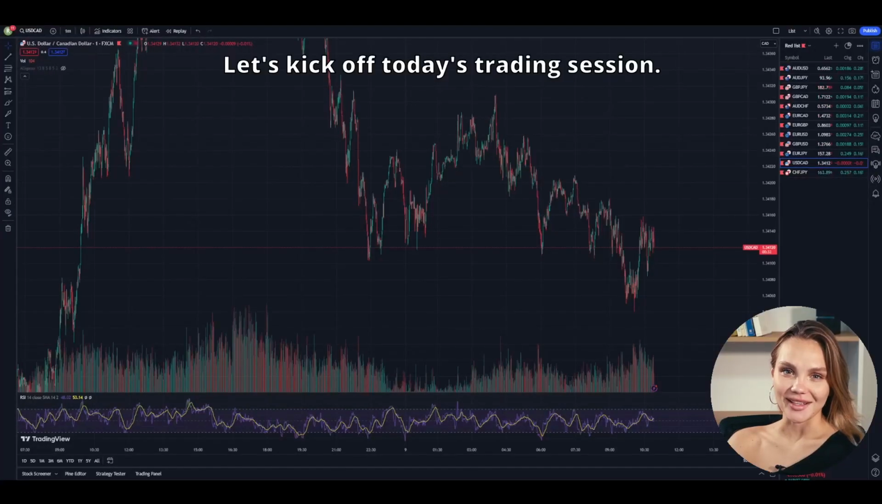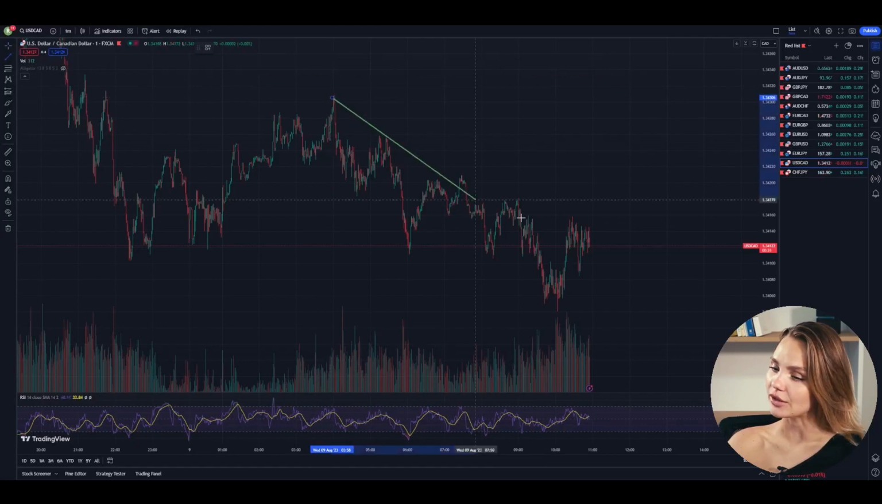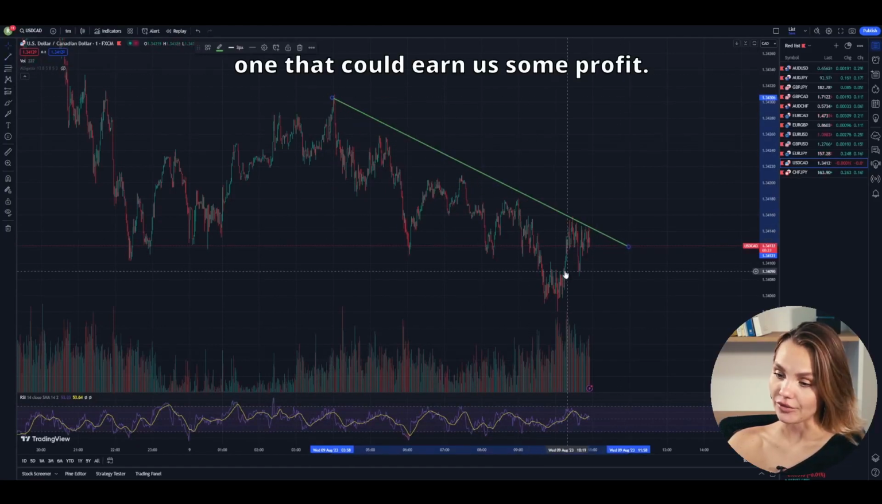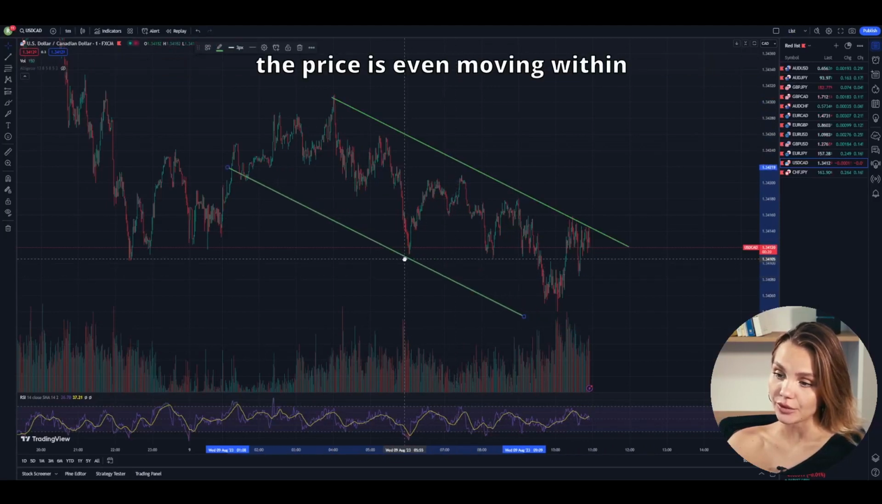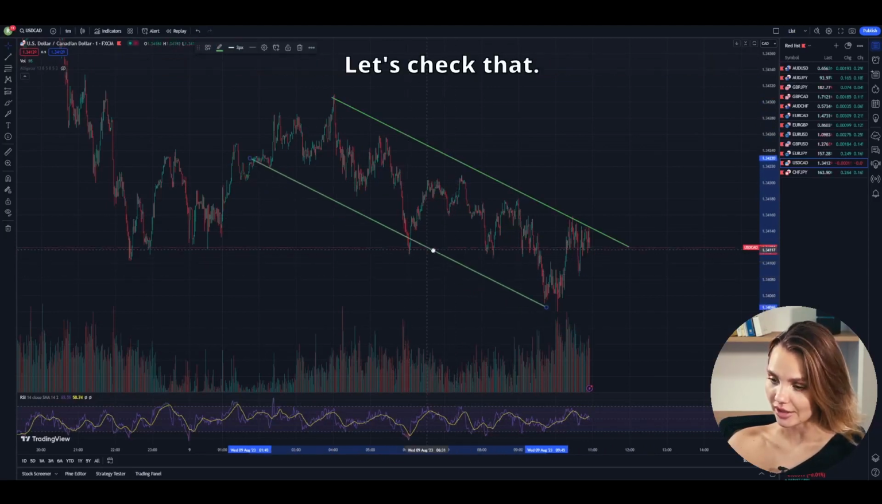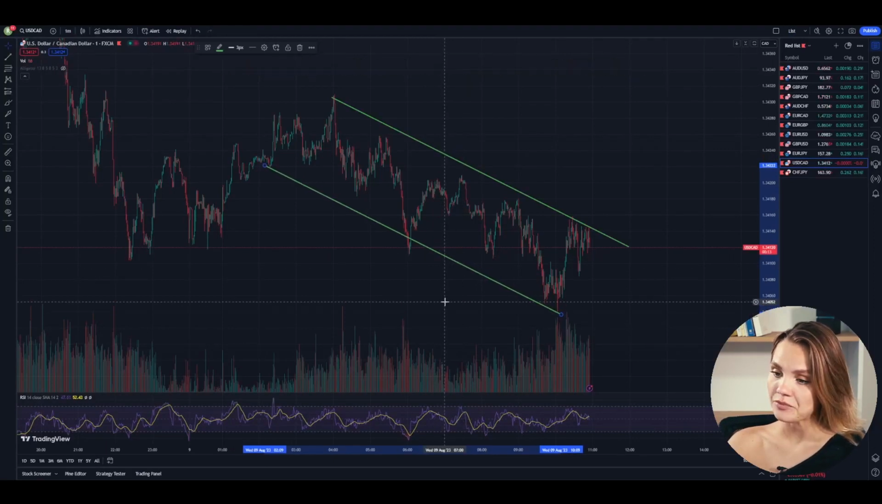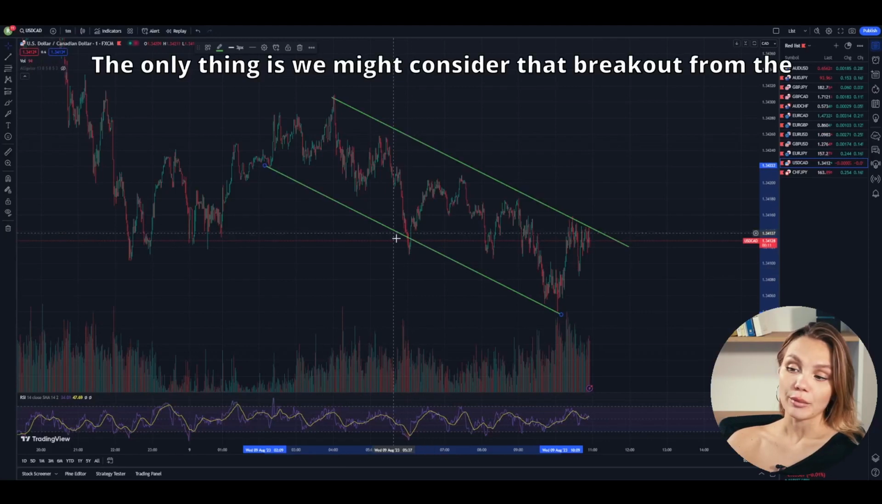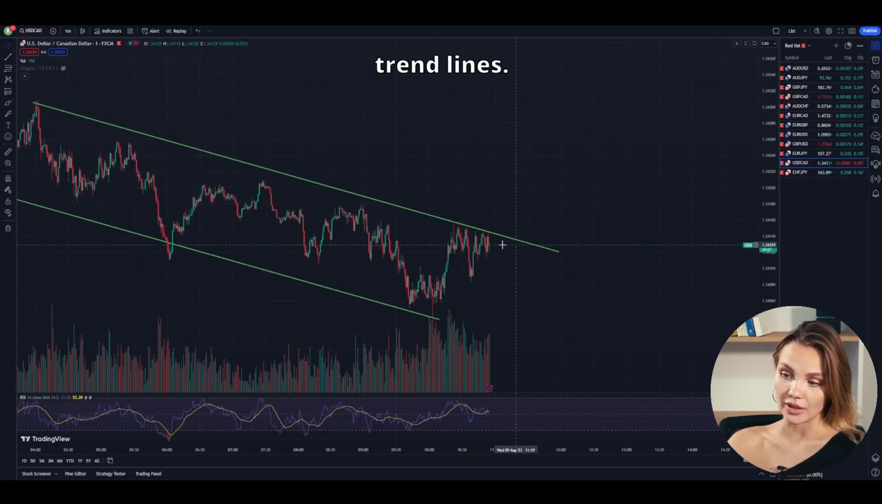Let's kick off today's trading session. On the USD and Canadian dollar currency pair, we've got quite an interesting situation unfolding, one that could earn us some profit. Here we're seeing a downward trend and it's possible that the price is even moving within a descending channel. Let's check that. Well, let's call it a channel even though it's not a straightforward one. The only thing is we might consider that breakout from the channel a false one and keep our trend lines.